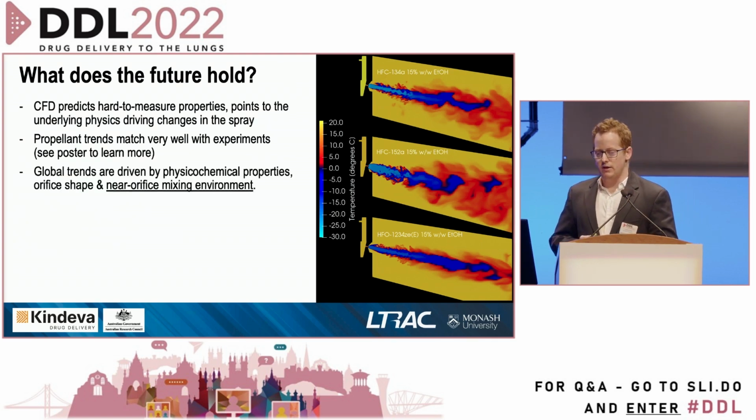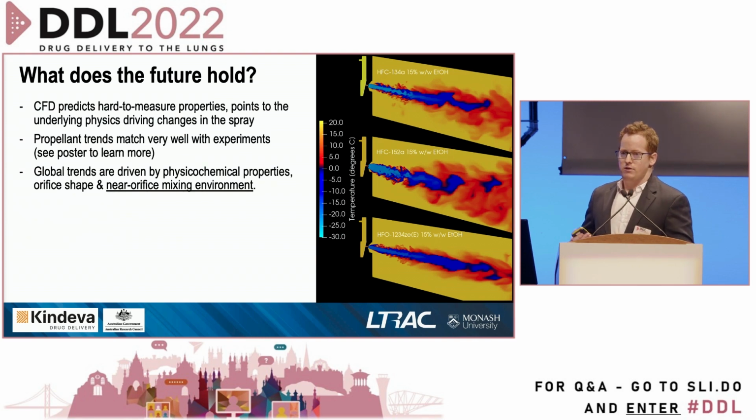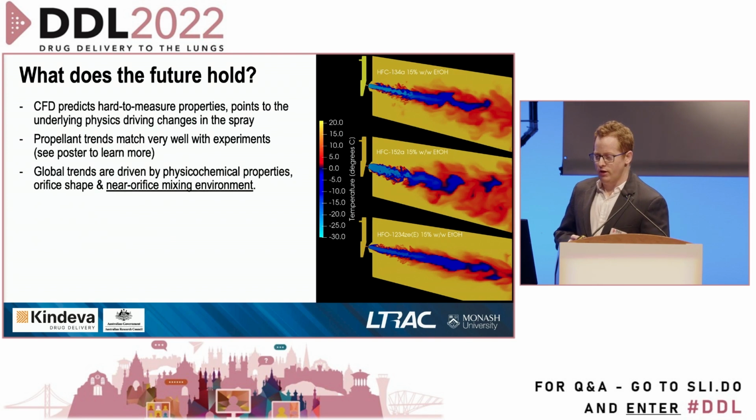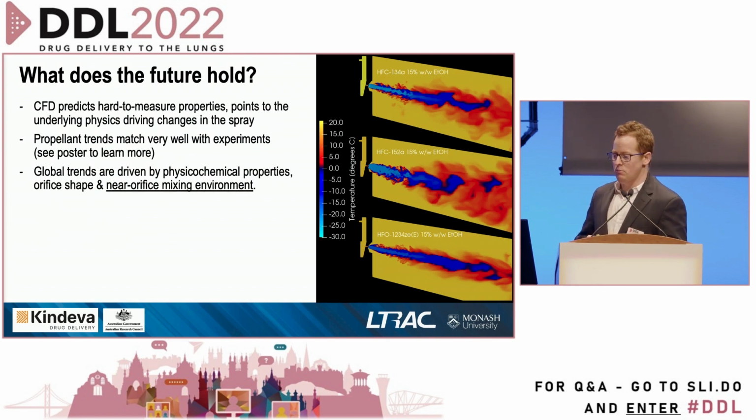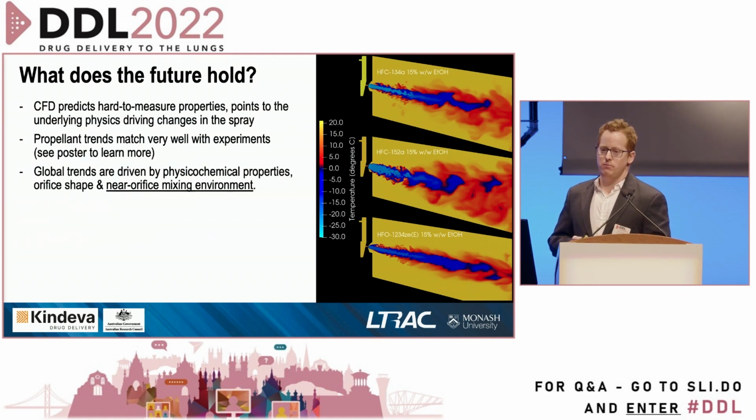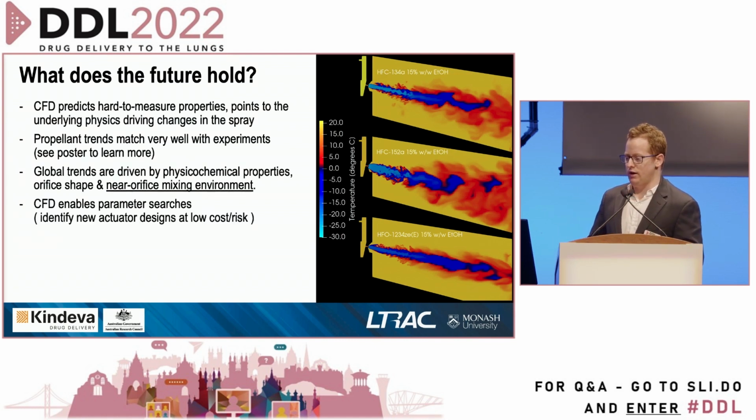What we also find is that the main factors driving the performance of the spray close to the actuator orifice are the orifice shape, the physical chemical properties, of course, but also the near orifice mixing environment. There are some things that really just depend on that turbulent mixing with the warm air, not the orifice. So the environment outside is more important than the environment inside. And this is something that we have to think about in device design.